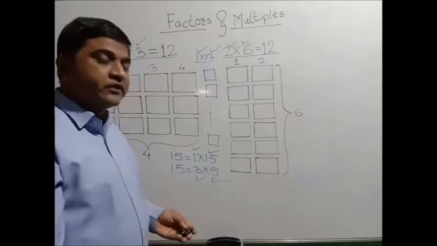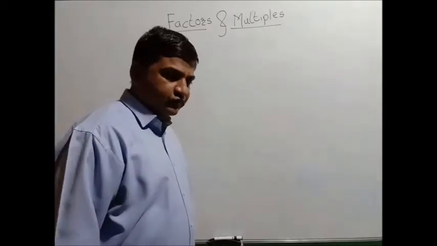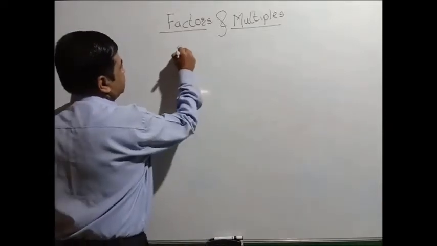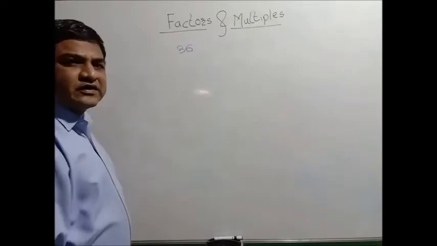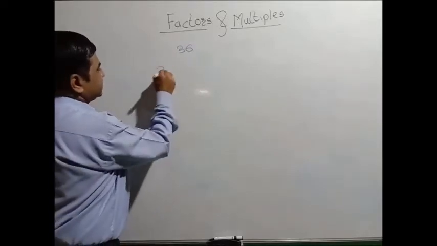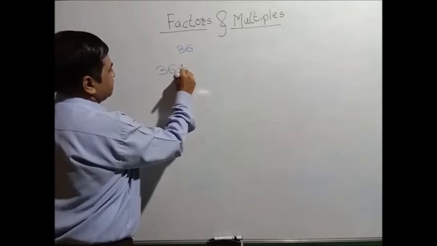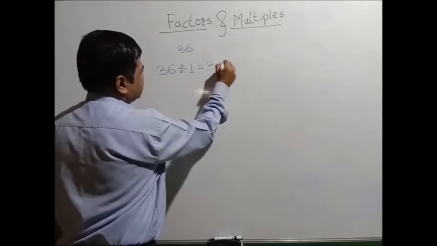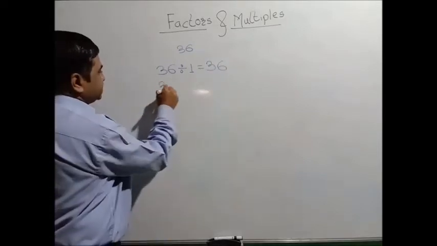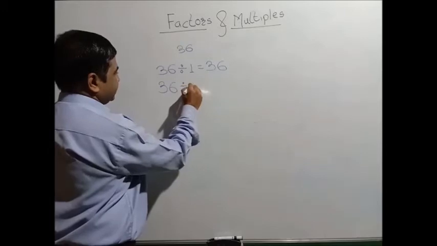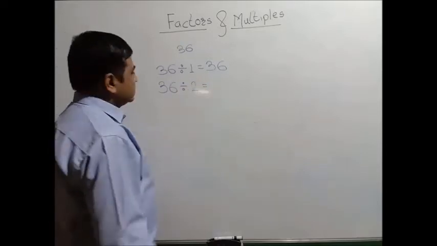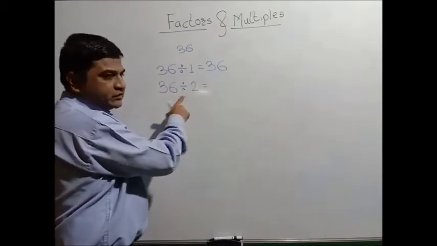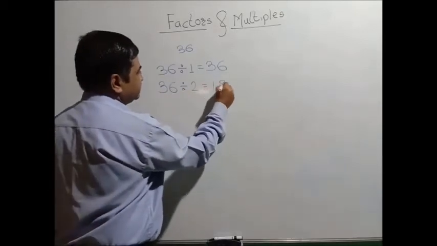Now we will go to the next concept, to find the factors of a given number. Let us take an example of a number, say 36. To find the factors of 36, we will start with dividing 36 by 1. If I divide 36 by 1, I will get 36. Let's try to divide 36 by 2. Naturally there is a 6 at one's place, so the number is divisible by 2, and I will get 18.